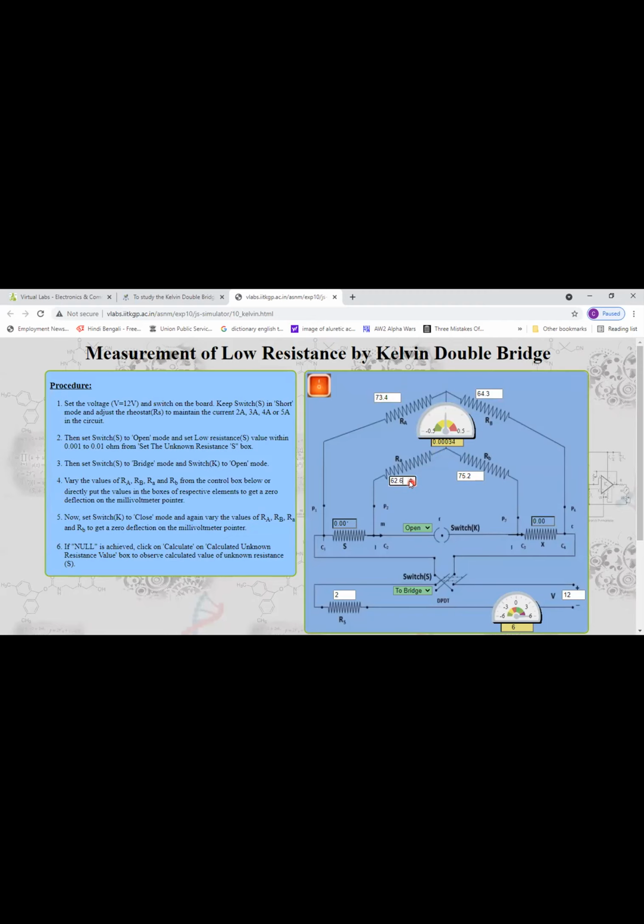So I need to... okay, only. Look, you can find there is 0.000. All digits are coming to the 0. This is at the zero position, means null position. Now we have to close this switch.